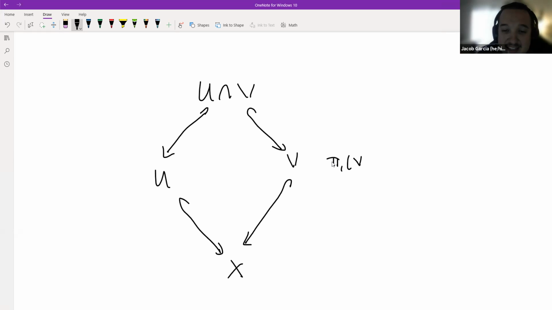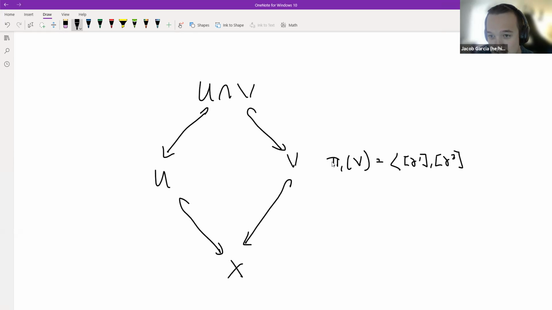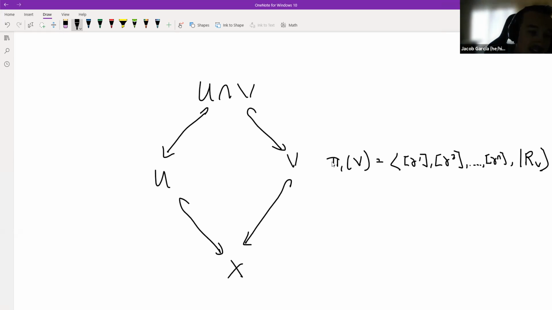But the idea is that if I write V, this is going to be generated by some collection of gammas, followed by some relations on V. And the fundamental group of U is going to be generated by, let's call them deltas, delta 1 up to delta n. I'm just going to pretend these only have a finite number of generators, and then there are going to be relations on U.